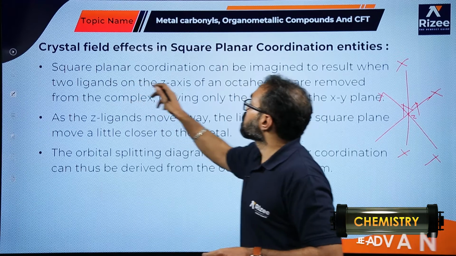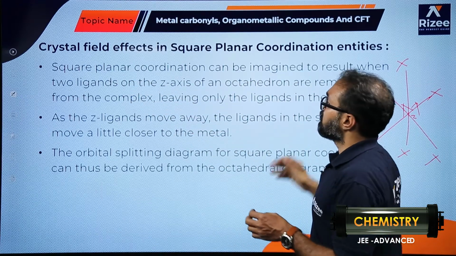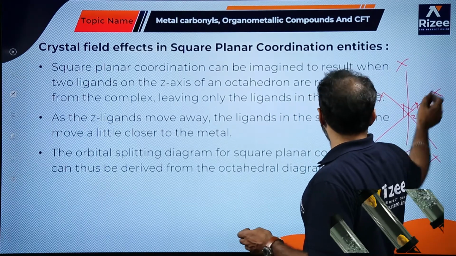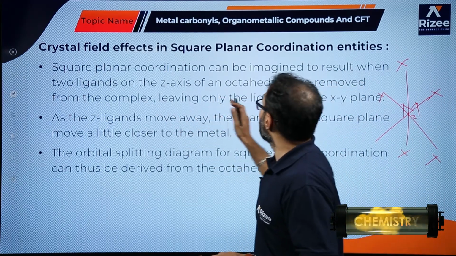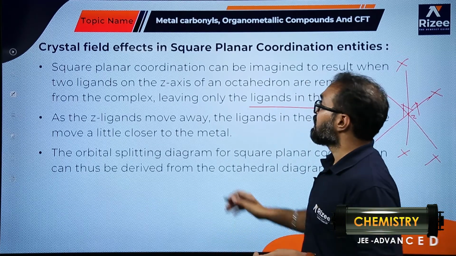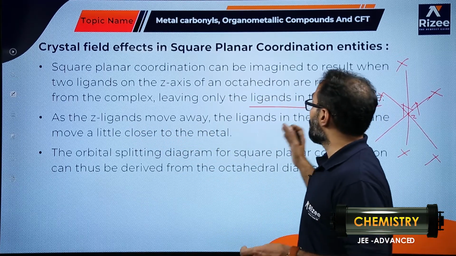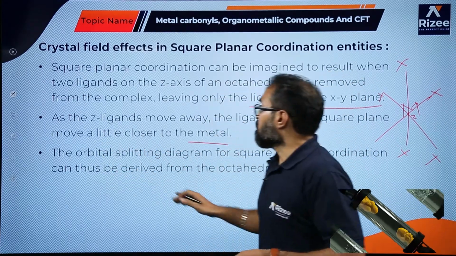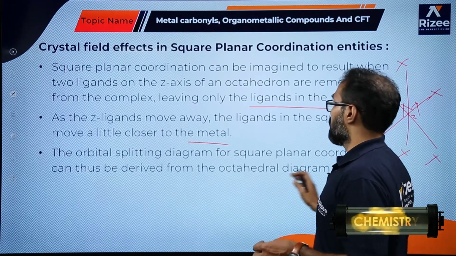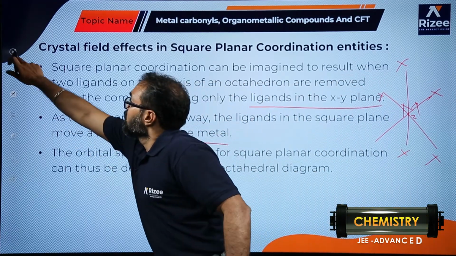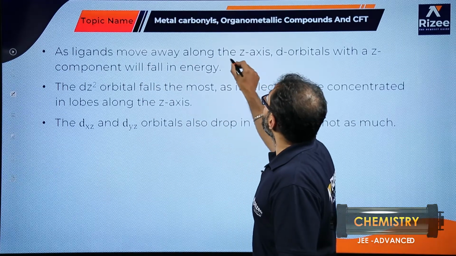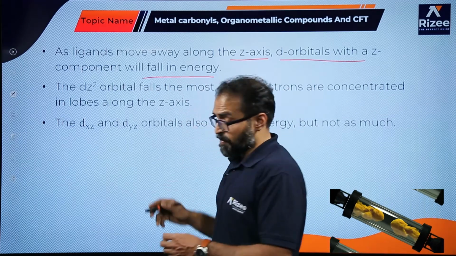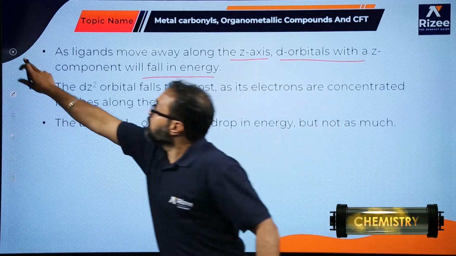Now see this. Square planar coordination can be imagined to result when two ligands on the z-axis of an octahedron are removed. See here, they are removed from the complex, leaving only the ligands in the xy plane. As the z ligands move away, the ligands in the square plane move a little closer to the metal. The orbital splitting diagram for the square planar coordination can be derived from the octahedral. How? As the ligands move away from the z-axis, the d orbitals with a z component will fall in energy. I will show you in the diagram.